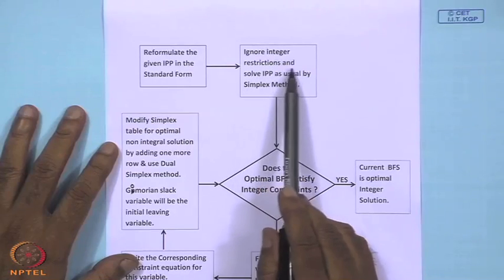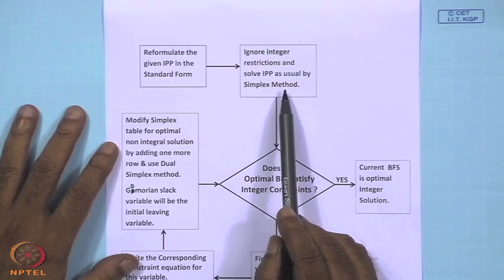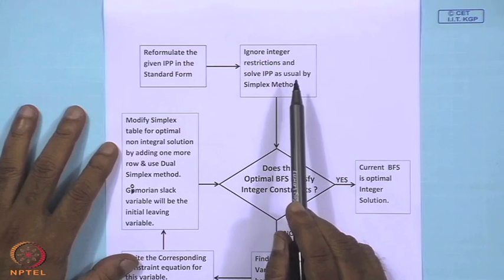Ignore integer restriction and solve the IPP as usual by the simplex method. That is, forget about whether the decision variable takes an integer value or real value, just forget it and find out the solution of the problem by using the simplex method, whatever we have done. So, once you obtain the solution by the simplex method, now check this one.